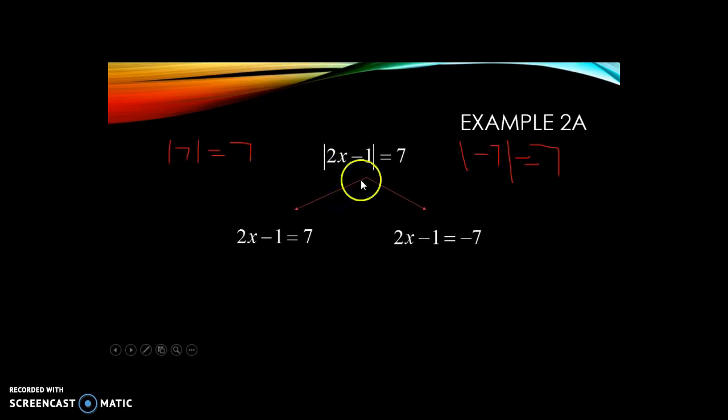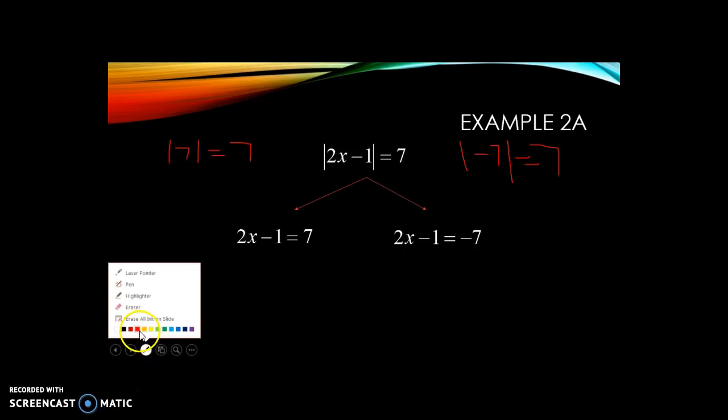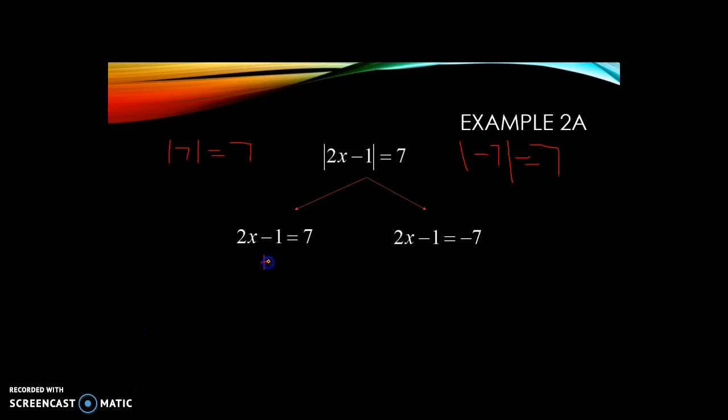Notice when I split it up that the absolute value symbols go away. I just want to know when this number is 7 and when this number is negative 7. So I would solve this out. I don't think I actually did that here, so for at least a couple more PowerPoints I should do the work for this. That's 2x equals 8, and we can see that x equals 4. I divided both sides by 2.